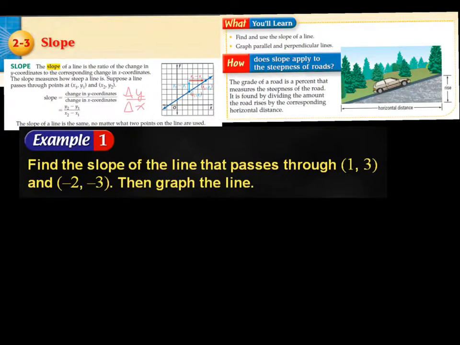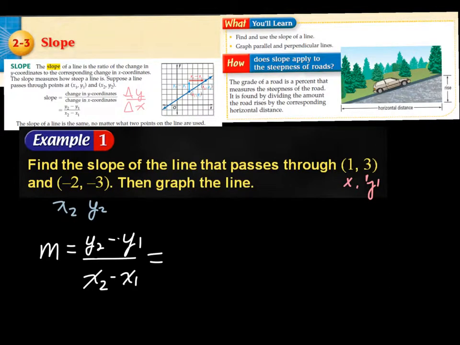Find the slope of the line that passes through the point (1, 3), and I'm going to label the second point x sub 2, y sub 2, for (negative 2, negative 3), and then they want us to graph the line. Our slope formula is y sub 2 minus y sub 1, so I'm going to do negative 3 minus 3 over x sub 2, which is negative 2, minus x sub 1, which was 1.